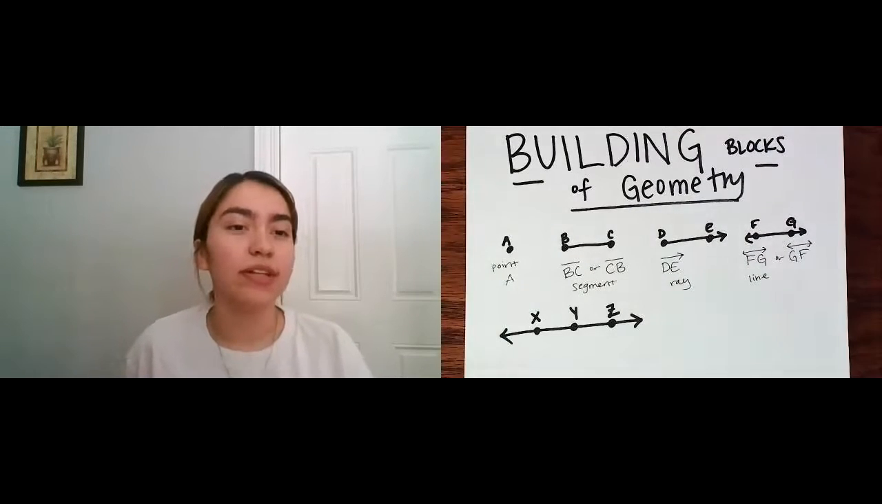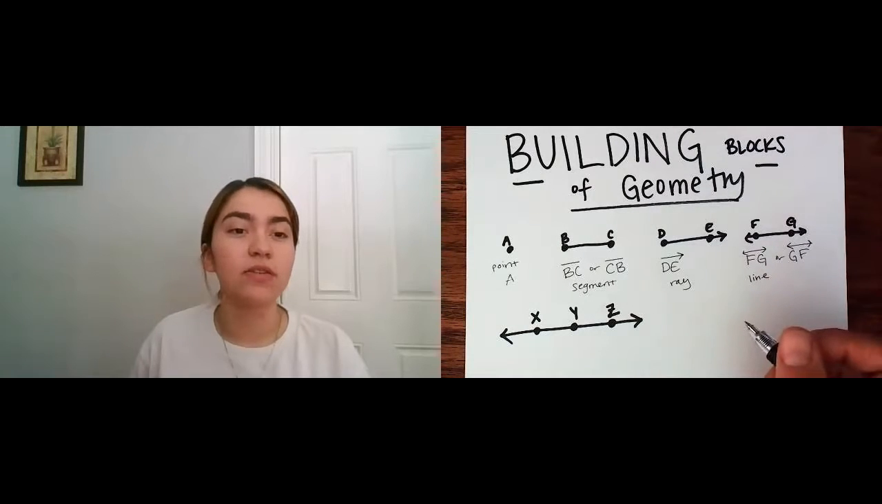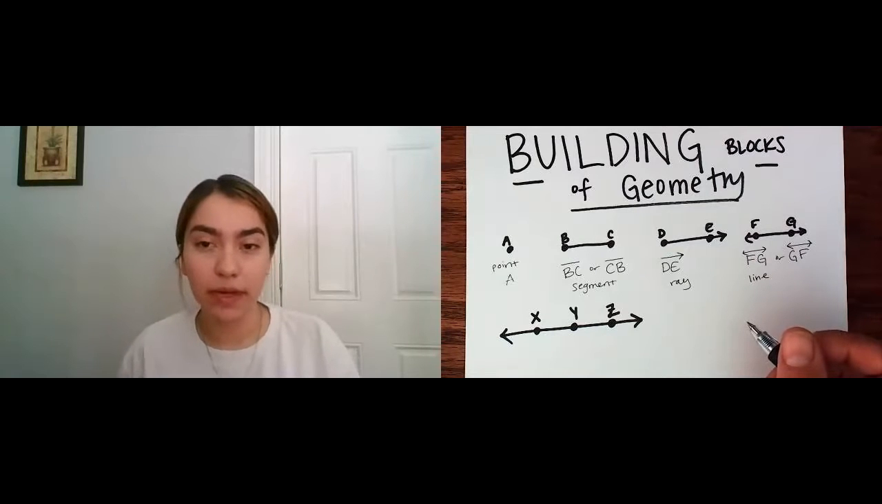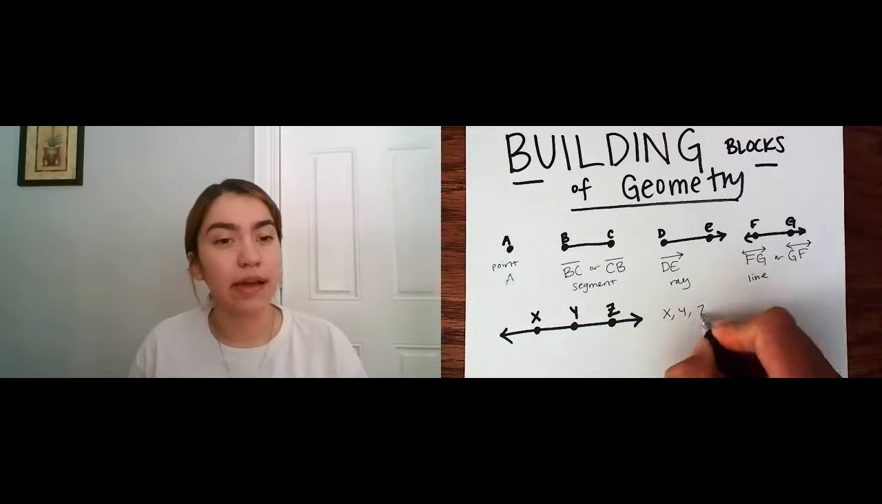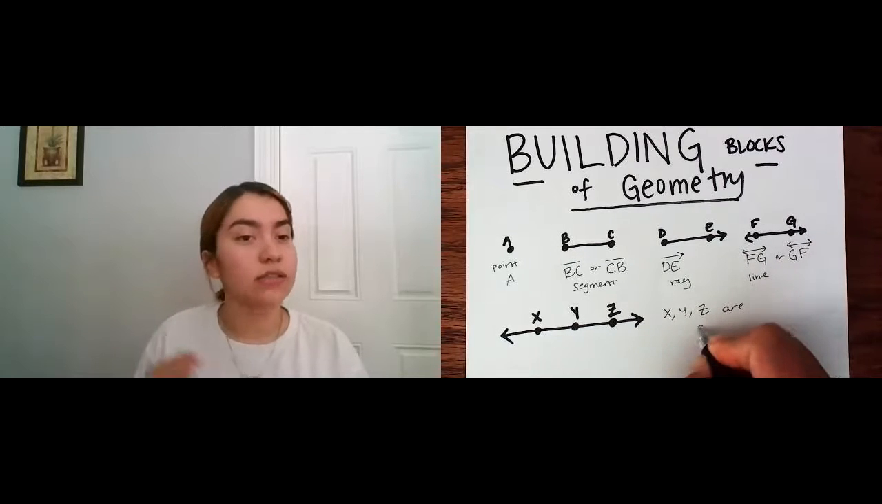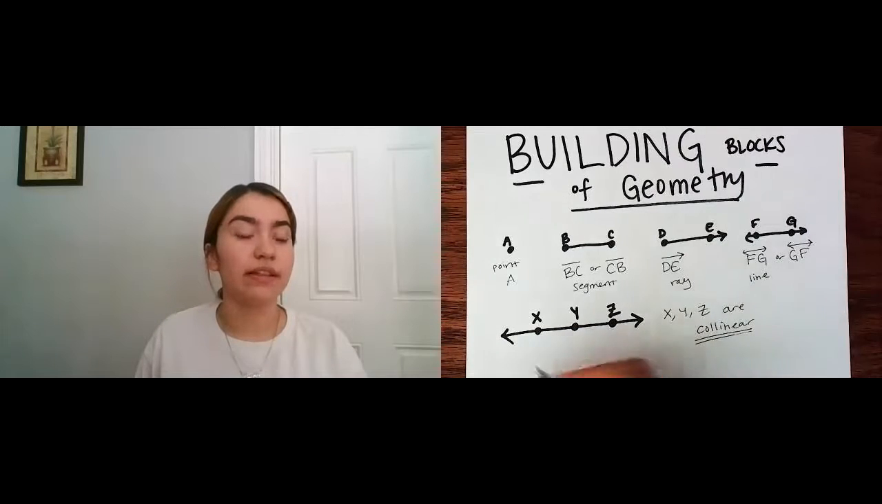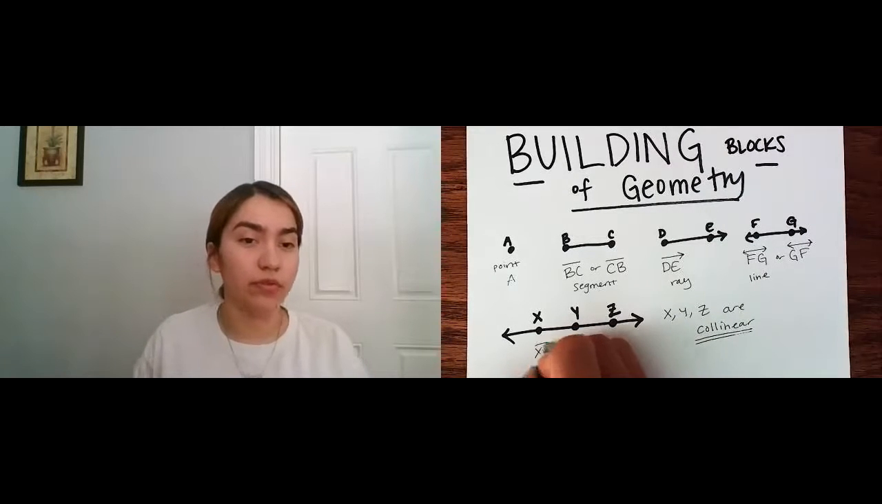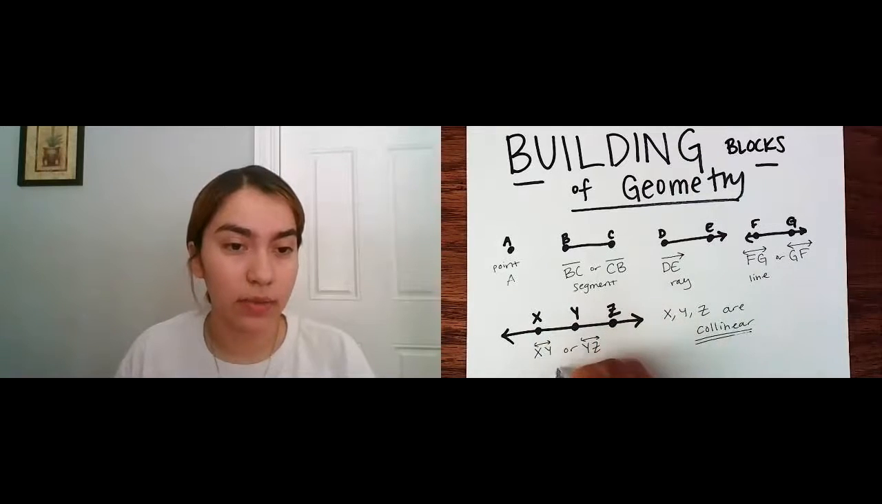All right, so let's suppose that we have 3 points on the same line. In this case, we have line XYZ. Since they're all on the same line, we would consider this to be collinear. You could name this line by saying either line XY, XZ, or YZ due to the fact that they go on forever and ever in both directions. And that is how you would label it.